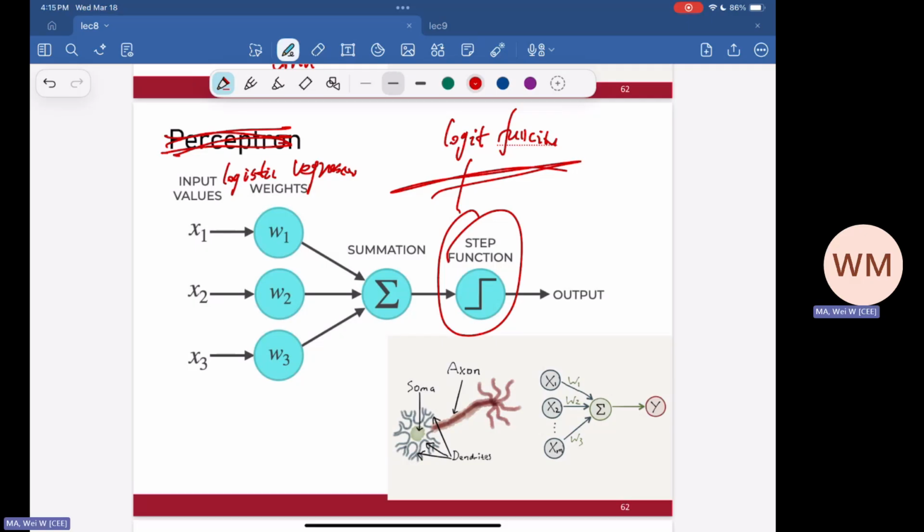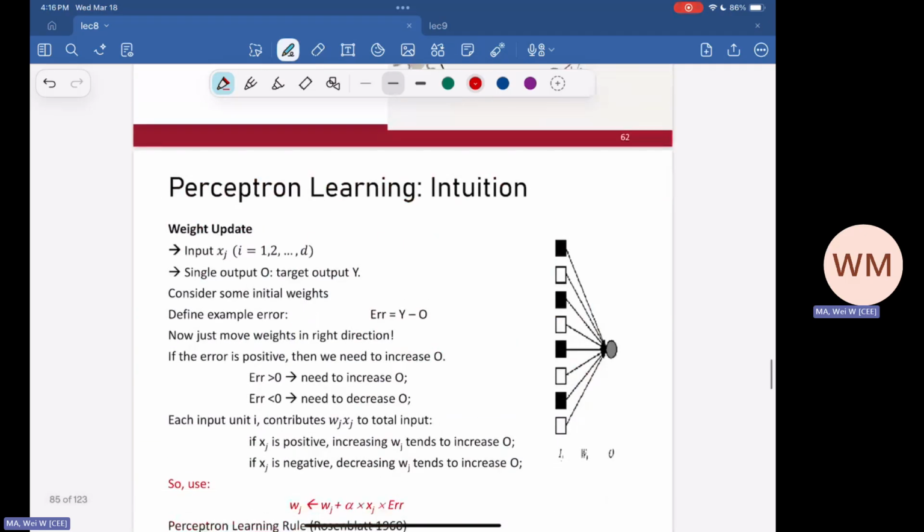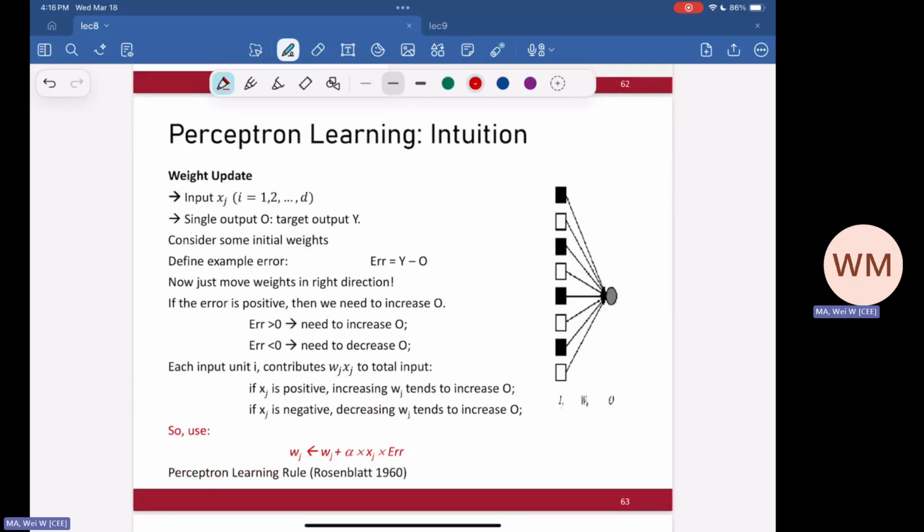The perceptron is actually way older. It was developed more than half a century ago, 70 years ago. This is a very simple and basic approach, but I want to mention it because it is a very useful and important concept for the neural network. Then one thing I want to talk about is the learning procedure.